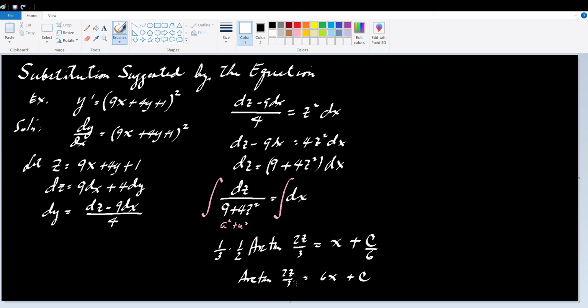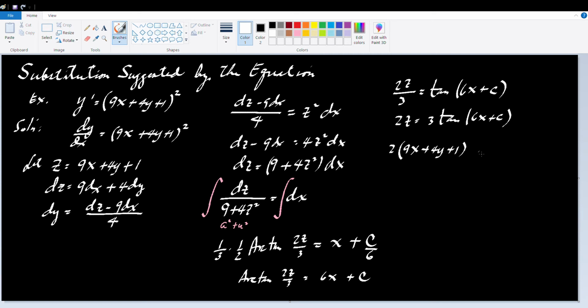And then taking the tangent, we have 2z over 3 equal to tangent of (6x plus c), or 2z equal to 3 tangent of (6x plus c), and our z is 9x plus 4y plus 1 equal to 3 tangent of (6x plus c). Right?